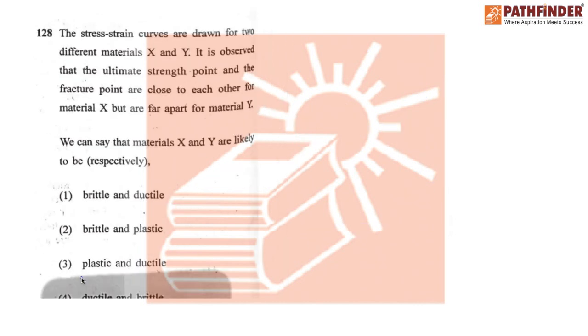For the next one, the stress strain curves are drawn for two different materials. It is observed that the ultimate strength point and the fracture point are close to each other for material X but are far apart for material Y. That means X is brittle and Y is ductile, of course. Yeah, first option is correct. For Y, you can yield it, or there may be a severe plastic deformation, but for X it's not possible. It just breaks.